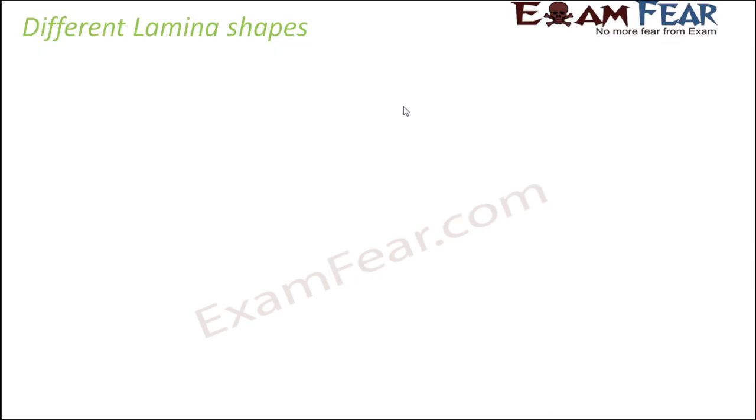I think I have covered the major basic parts of a leaf, that is lamina, petiole, leaf base and the stipules. So now let us look at the different types of leaves based on the different lamina shapes. Now you might be wondering how important is it? How important is the shape of the lamina? I mean, what role does that play?